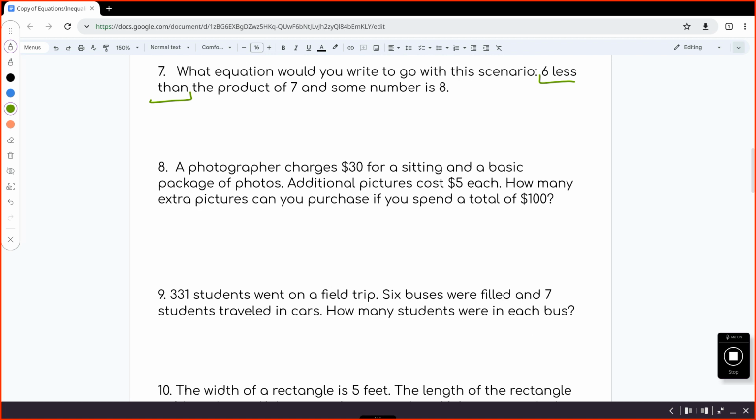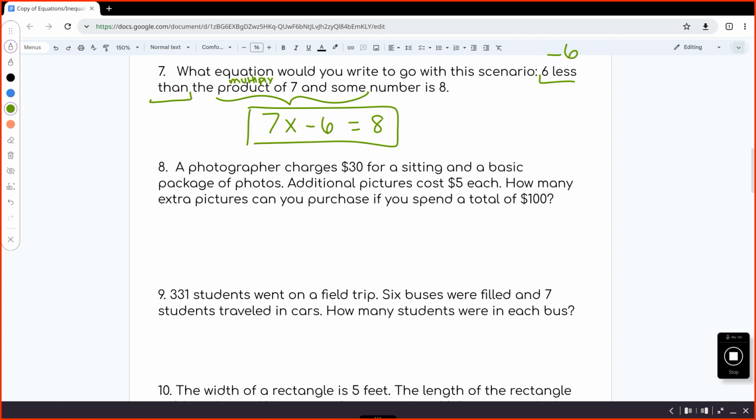In this case, whenever you have a number less than, that means minus that number in the back. So here the 6 less than really means -6, and that goes at the end, or in the back. So 6 less than the product of 7 and some number. You need to know this part first: the product of 7 and some number. Product means multiply, so we are multiplying 7 times some number, which I'm calling x. And then 6 less than that, so we're going to -6, and then we have is 8, equals 8. And that is the equation that we would write that would go with the scenario.